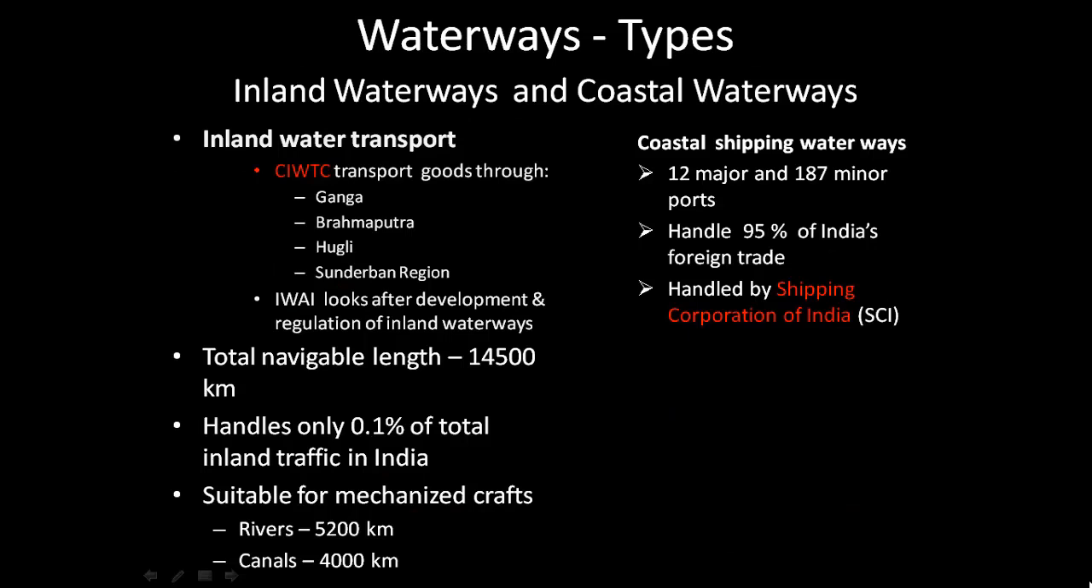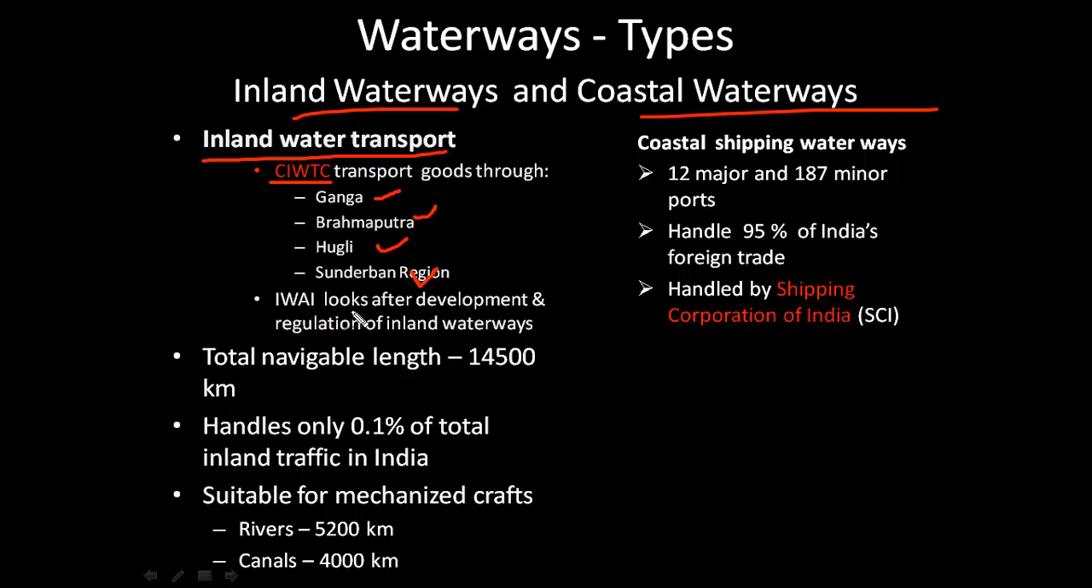Now we'll know about the waterways and their types. They are mainly categorized into two: inland waterways and coastal waterways. The inland waterways transportation network is mainly handled by CIWTC, Coastal Inland Waterways Transport Corporation. It mainly deals with the transportation of goods via Ganga, Brahmaputra, Hooghly and Sundarban regions.